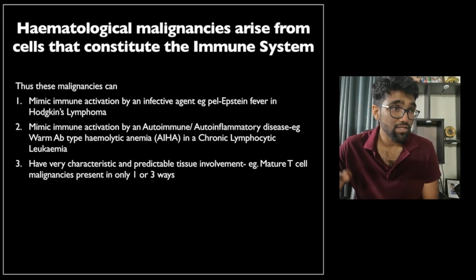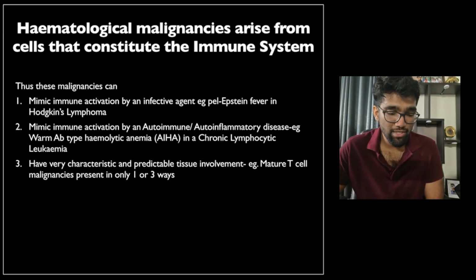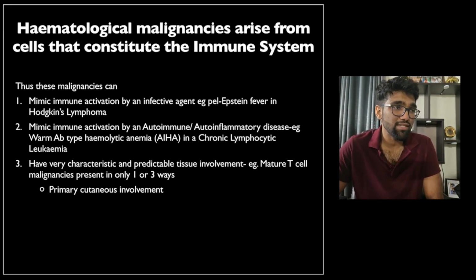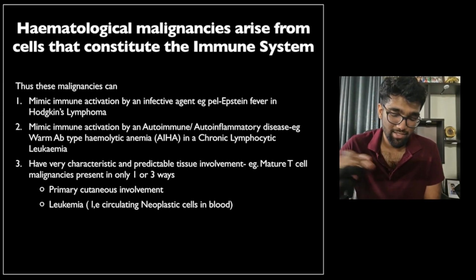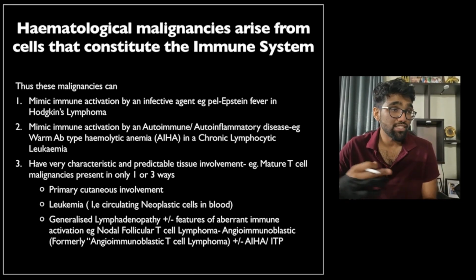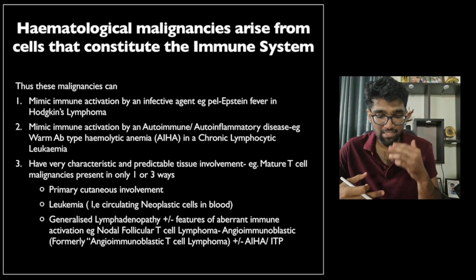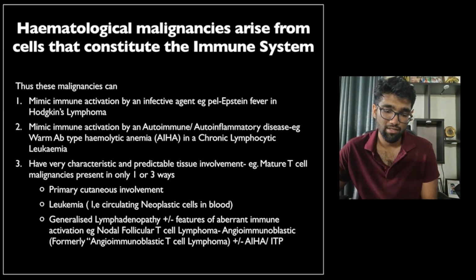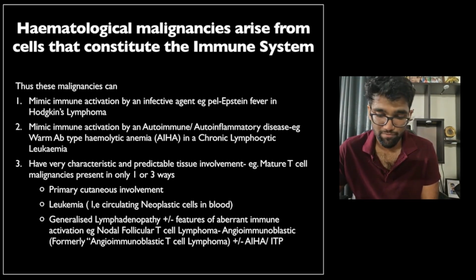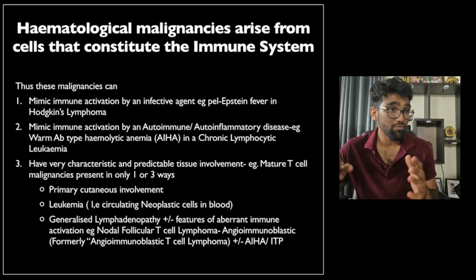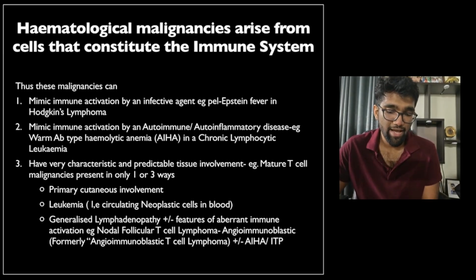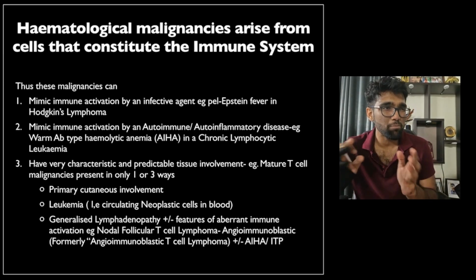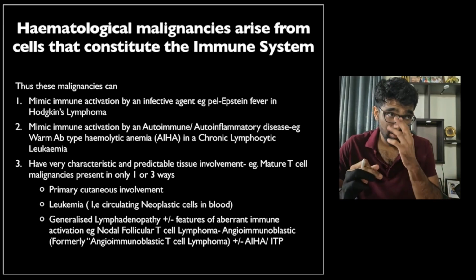An example of this is subtypes of T cells. Mature T cell malignancies present in only one of three ways. They could have primary cutaneous involvement. There could be circulating neoplastic cells, that is, a leukemia, or there could be a generalized lymphadenopathy. And this generalized lymphadenopathy often coincides with the aforementioned features of aberrant immune activation. A classic example of this is nodal follicular helper T cell lymphoma, angioimmunoblastic type, which was previously called angioimmunoblastic T cell lymphoma, and this can closely mimic a patient with SLE, for example.